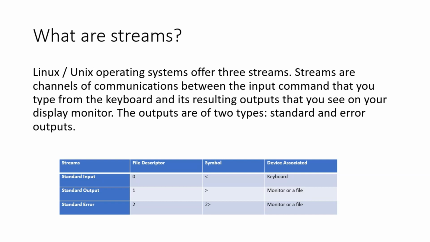The device associated with standard input is the keyboard. The device associated with the standard output is a monitor or a file, and the device associated with the standard error is also the monitor or a file.